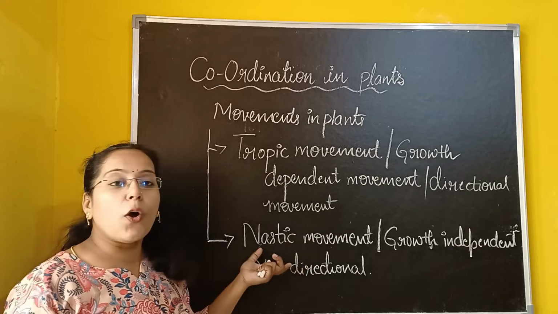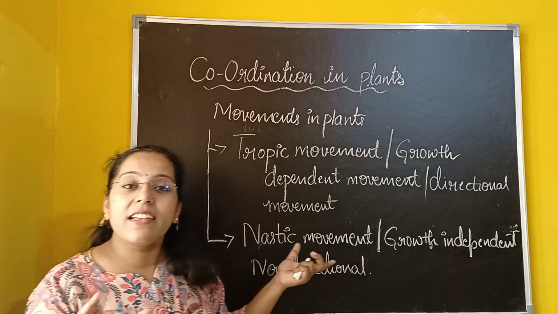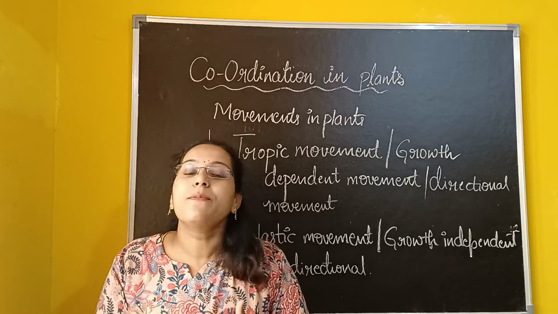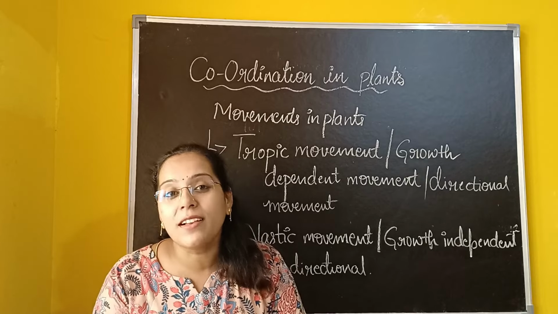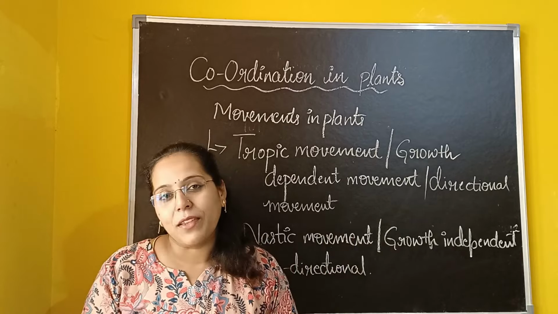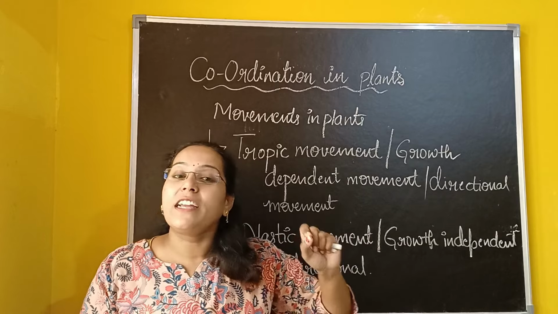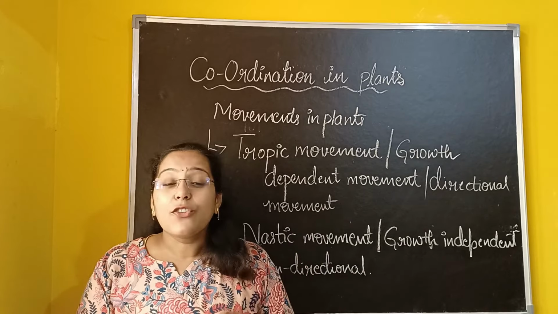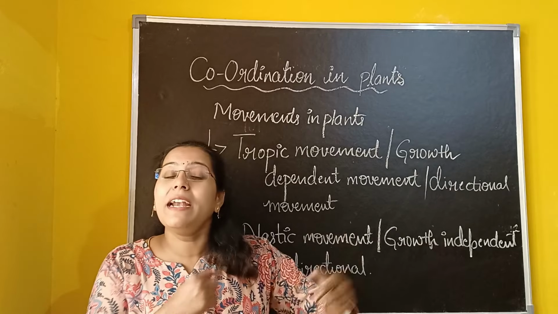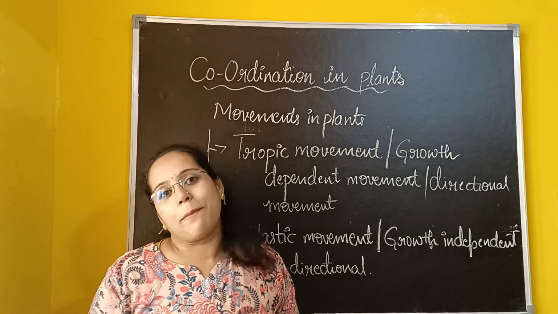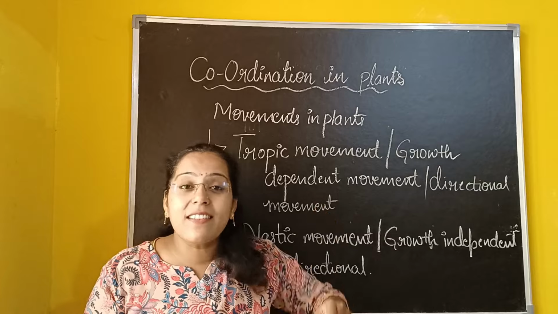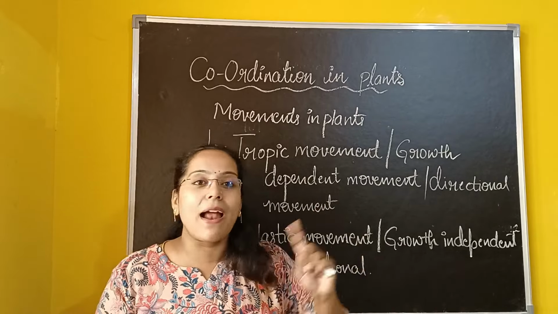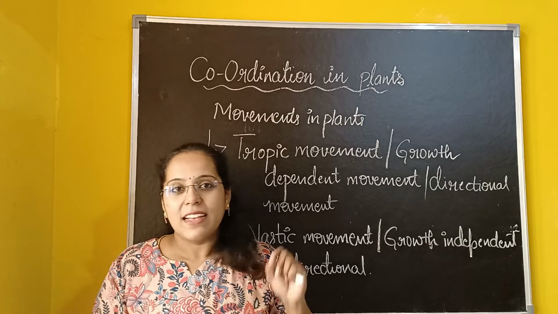Whenever I talk about nastic movement, nastic movement is just a sudden movement or a quick response to the external stimulus that is received by a plant. For example, when we touch a touch-me-not plant, the plant immediately responds. So that is called nastic movement. It is an immediate response shown by the plant. And this response is never related to growth. That means when you touch the plant, the plant is not showing any kind of growth. Is it clear?